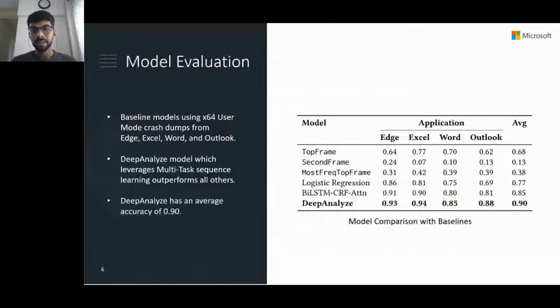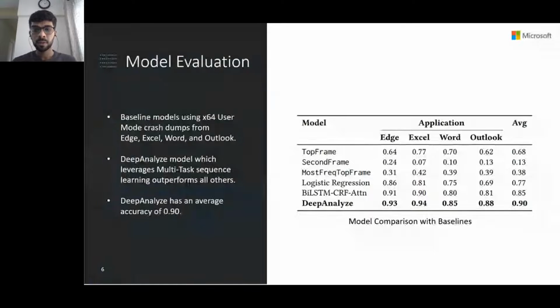To evaluate Deep Analyze, we compare against multiple heuristics as well as machine learning based baselines. We do this comparison against 4 different popular Microsoft applications: Edge, Excel, Word, and Outlook. We take crashes from each of these applications, train our models on a section of the data, and test our models on data that occurs after it in a timeline.